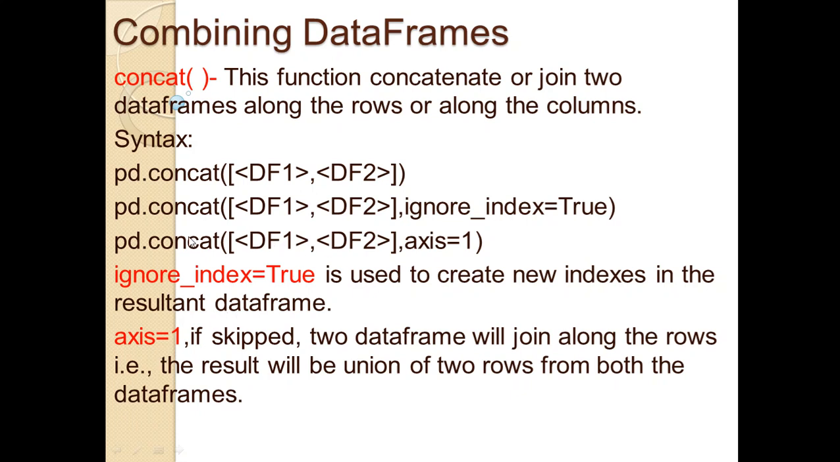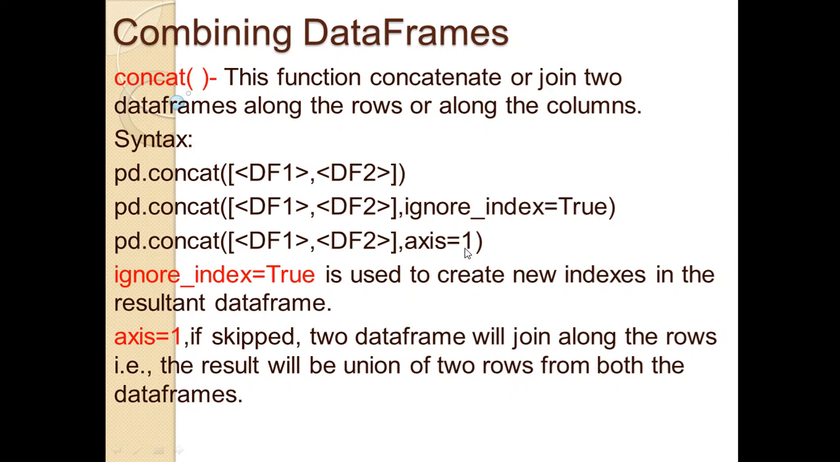And in the third case, where we have specified axis equal to 1, if you skip axis equal to 1, then the two data frames will join along the rows. In the first case, I have not specified the axis argument, therefore the data frames will be joined along the rows. That means the result will be the union of rows from both data frames. So both data frames' rows will be concatenated together when you specify axis equal to 0, or if you do not specify the axis parameter.